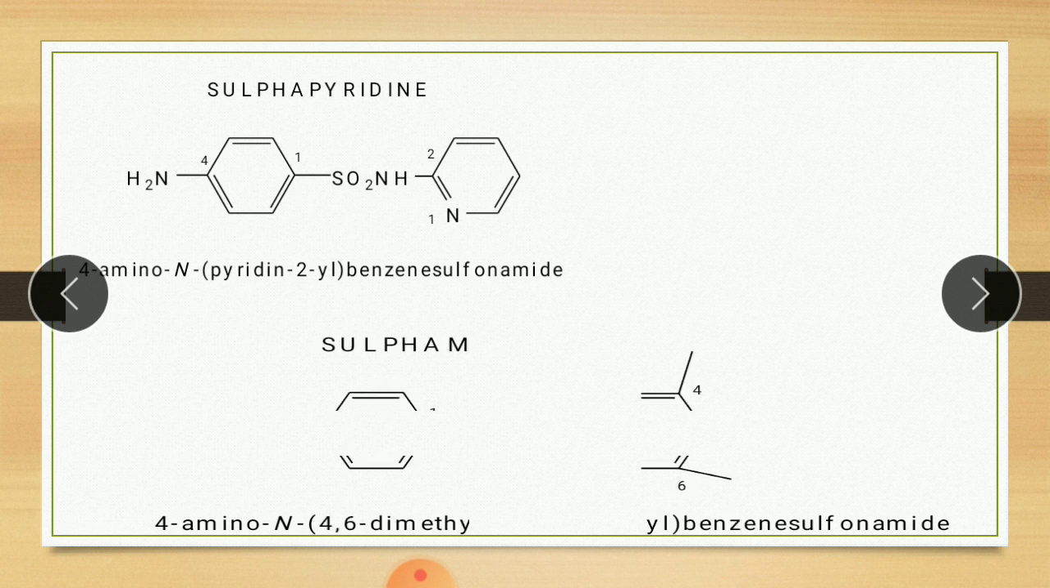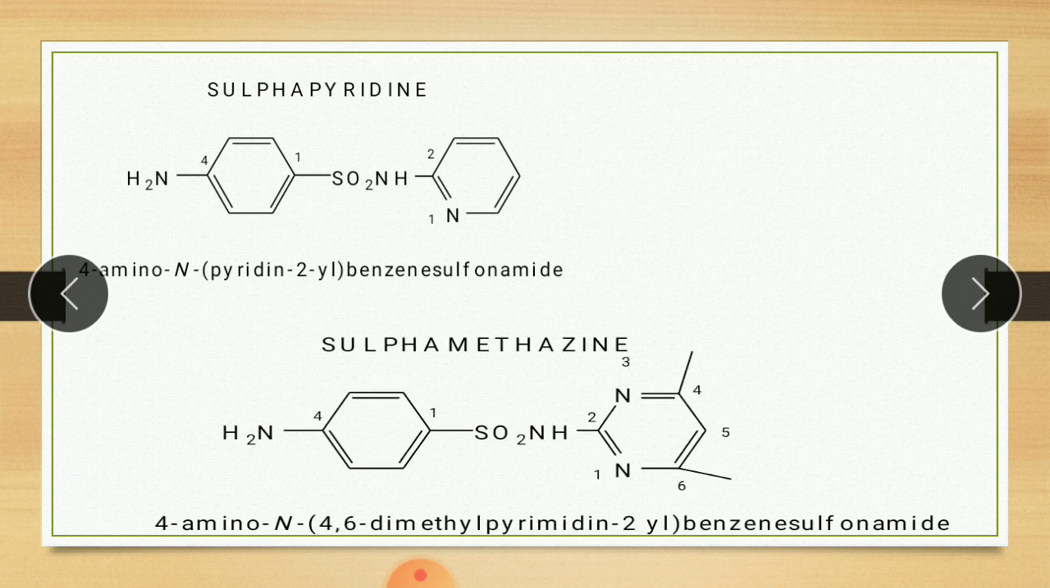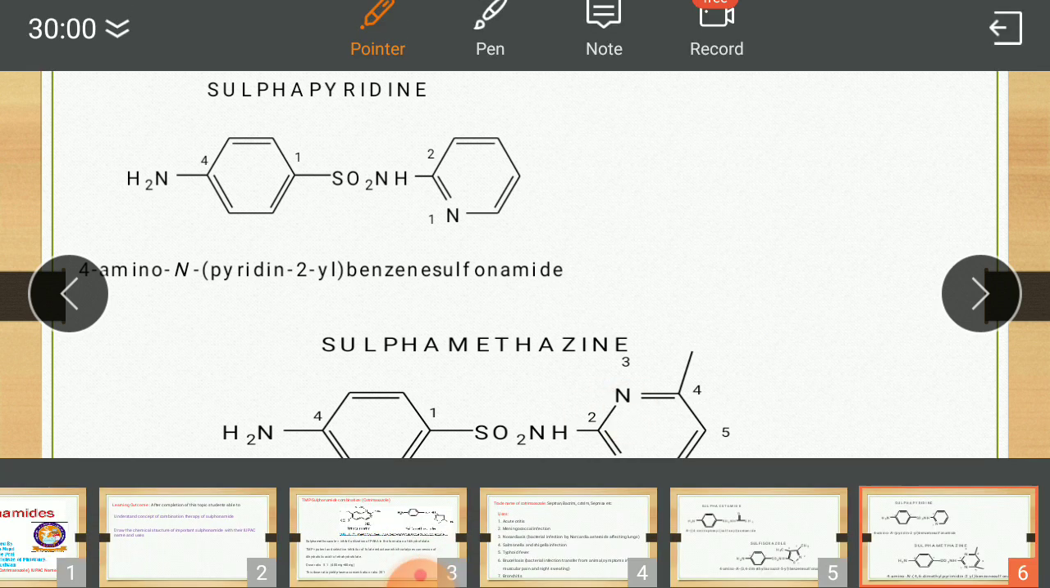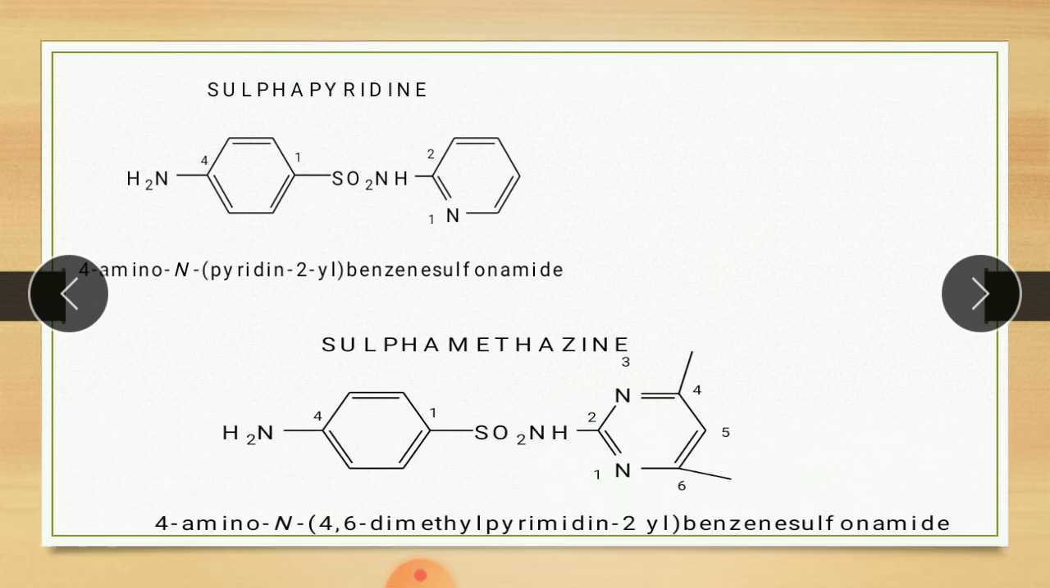Next drug, sulfamethazine. So this drug contains this pyrimidine ring. This is a pyrimidine ring. So again the name is the same, 4 position amino, 4-amino. Again N here, and on the 4th and 6th position there is a methyl group. So 4,6-dimethyl pyrimidine. This one is the pyrimidine ring. 2-yl means this 2 attachment, 2-yl. Benzene sulphonamide. So the total name of this sulfamethazine is 4-amino-N-(4,6-dimethyl pyrimidin-2-yl) benzene sulfonamide.